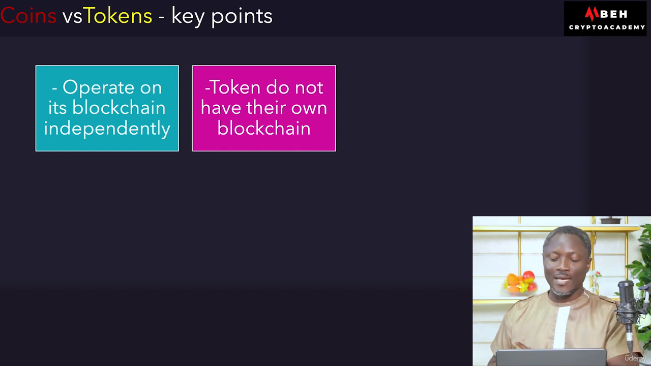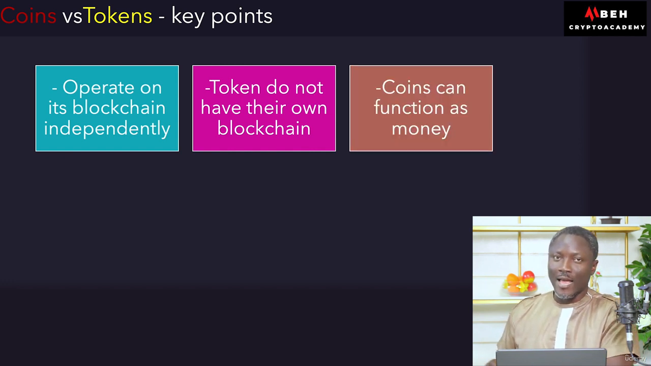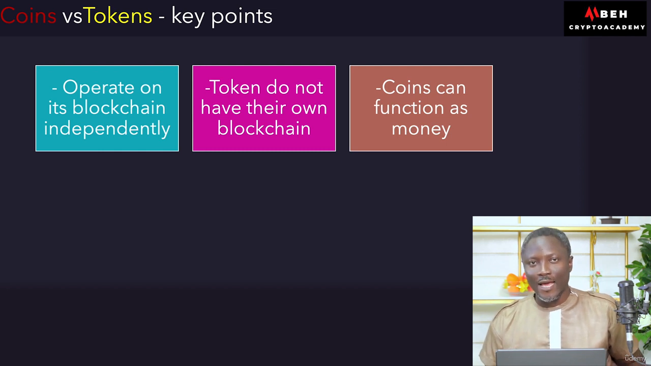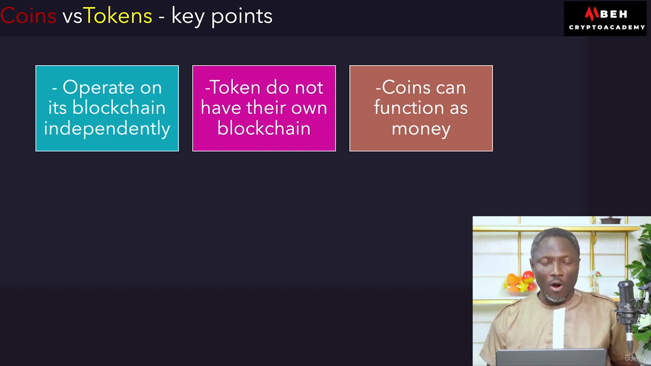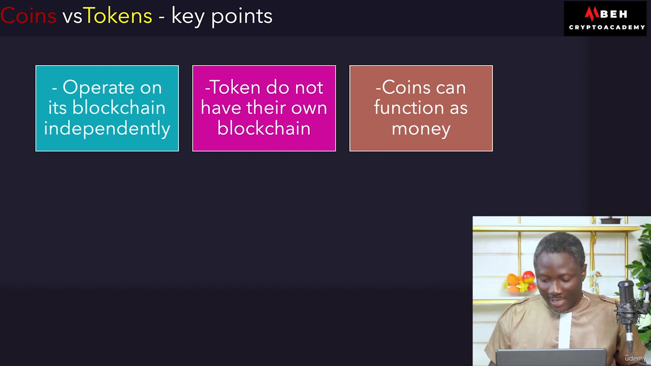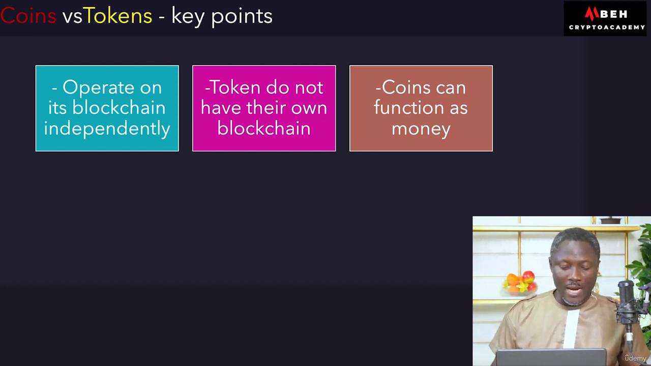And you will realize that coins can function as money. You look at Bitcoin, for example, it is a coin and it can function like money. If you go to countries like El Salvador in Latin America, you will see that Bitcoin is already legalized as a cryptocurrency in that country. So you see that coins can be used as money.